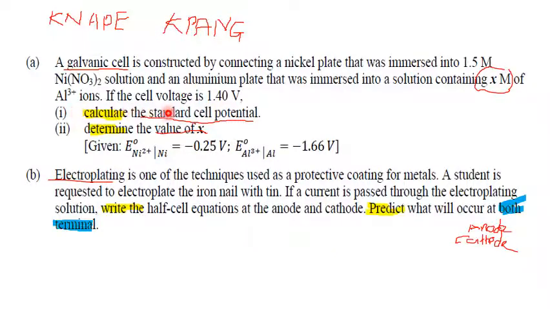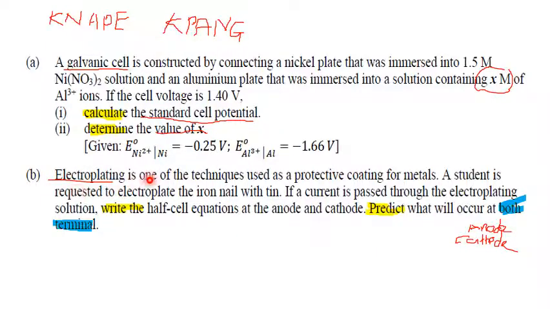Number 1, calculate the standard cell potential. Standard cell potential is E° cell. Normally for this one we will apply the formula E° cathode minus E° anode. Okay, and then 2, determine the value of X. Based on this question, the question didn't give the instruction for you to write down the anode and cathode equation, but it's a must for you to write them down in order to help you answer the question. Remember, you must write down both anode and cathode equations.